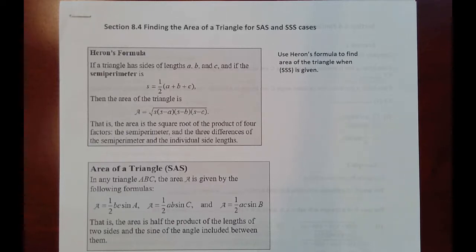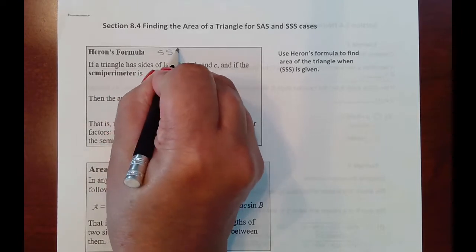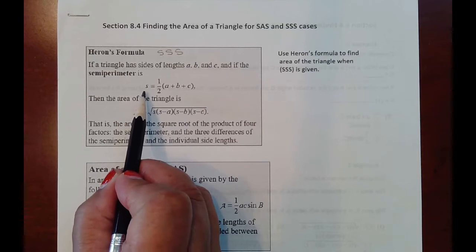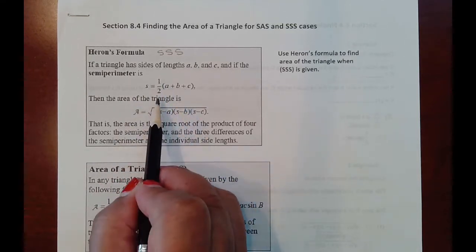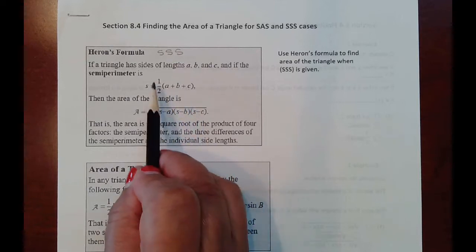In the case where you are given the values for all three sides but no angles, in order to find the area of a triangle, you're going to find the semi-perimeter first. That's what S stands for, and it is the perimeter cut in half. A, B, and C represent the lengths of the sides. You're going to add up all three and cut it in half.